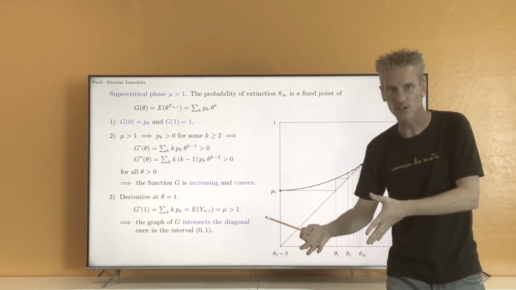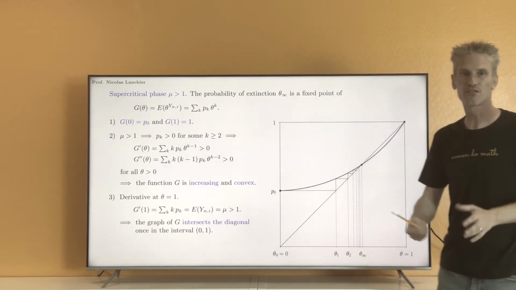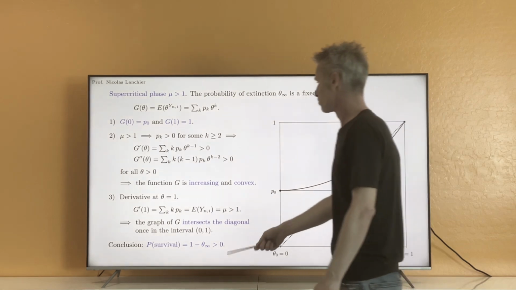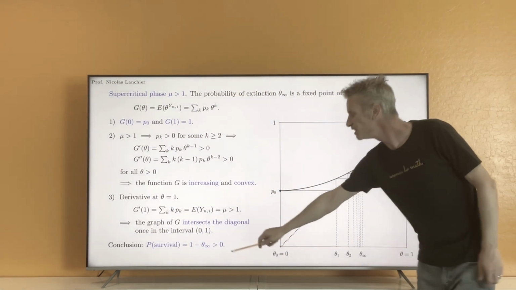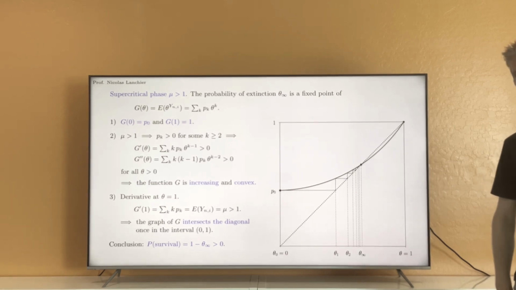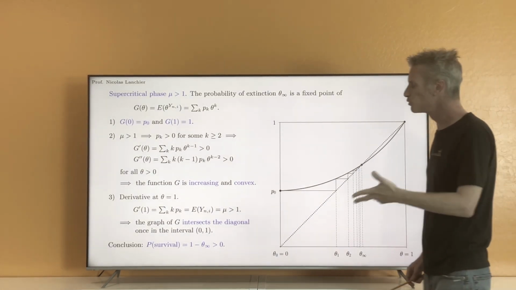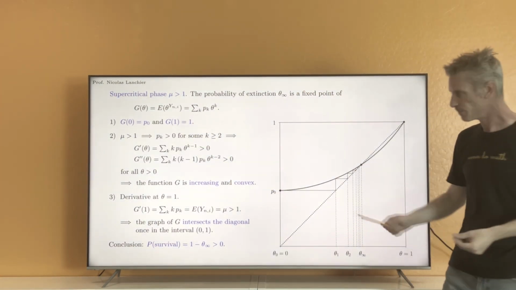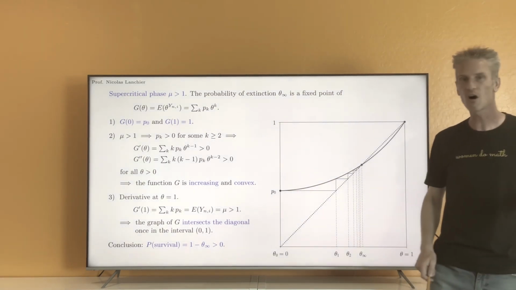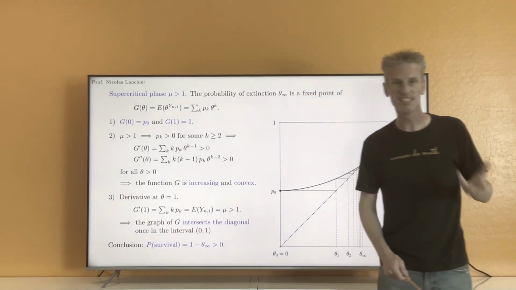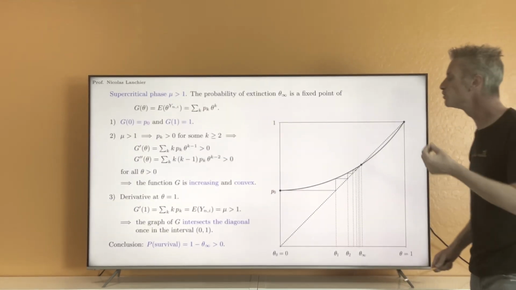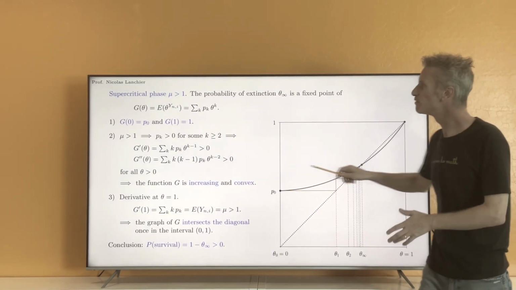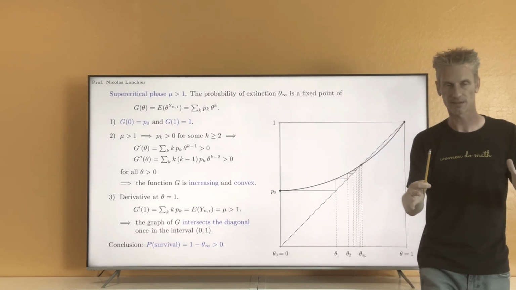And so the probability of survival, which is 1 minus theta infinity, is of course again strictly between 0 and 1. So the conclusion: the probability of survival, 1 minus theta infinity, is indeed strictly positive. All this work was to prove that if mu is strictly larger than 1, the probability of survival is strictly positive. But along the way, we proved way more than that. We know that this probability is equal to 1 minus the value of the unique fixed point of this function in the interval 0, 1.